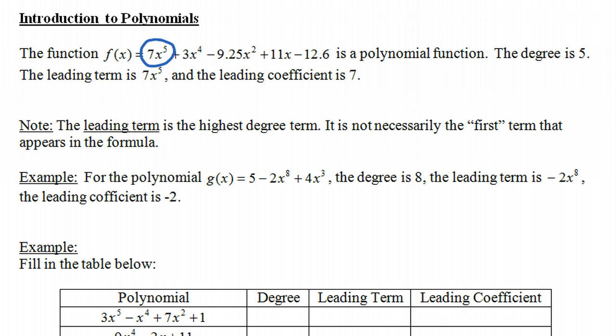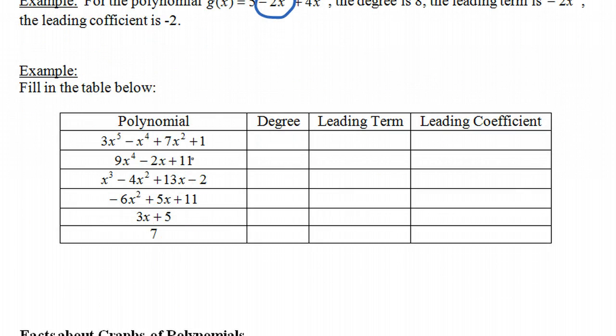Okay, let's take a look at an example. The polynomial g of x equals 5 minus 2x to the eighth plus 4x cubed. That's a polynomial. Now the highest degree that we see here anywhere is 8, and in fact that means that the degree of the polynomial is 8. The leading term would be negative 2x to the eighth. Even though it's not the first term that appears, the first term that appears is 5, the leading term is the term that has highest degree, and the leading coefficient is the coefficient of that leading term, which would be negative 2.